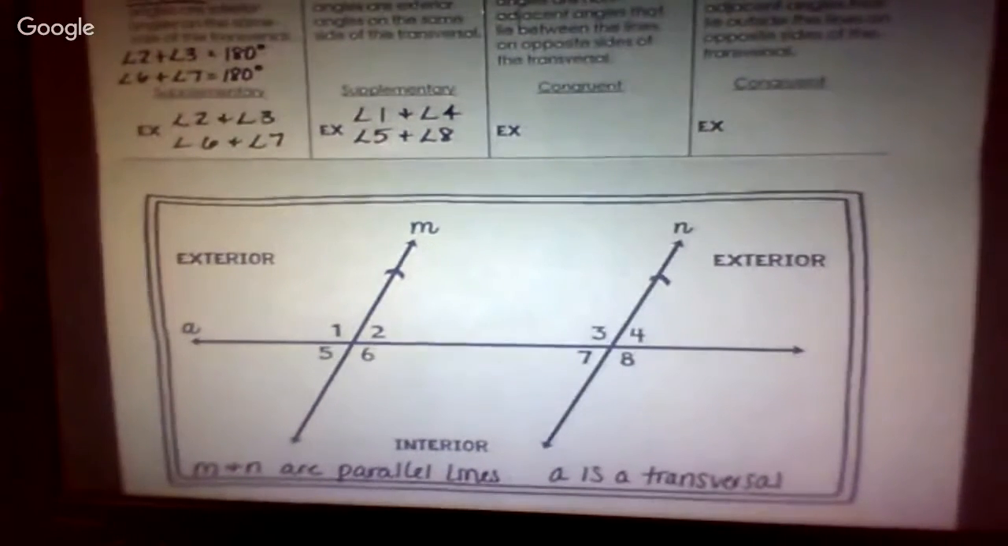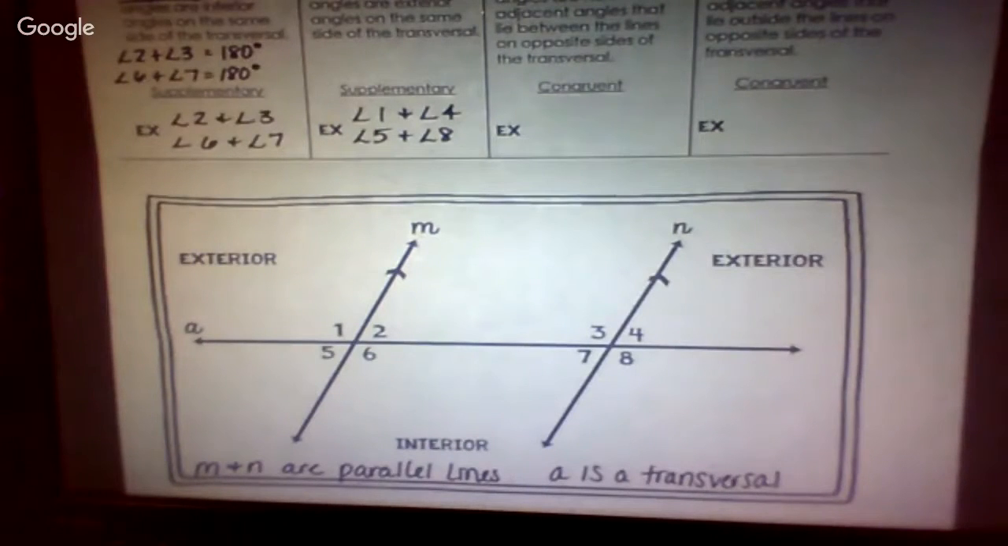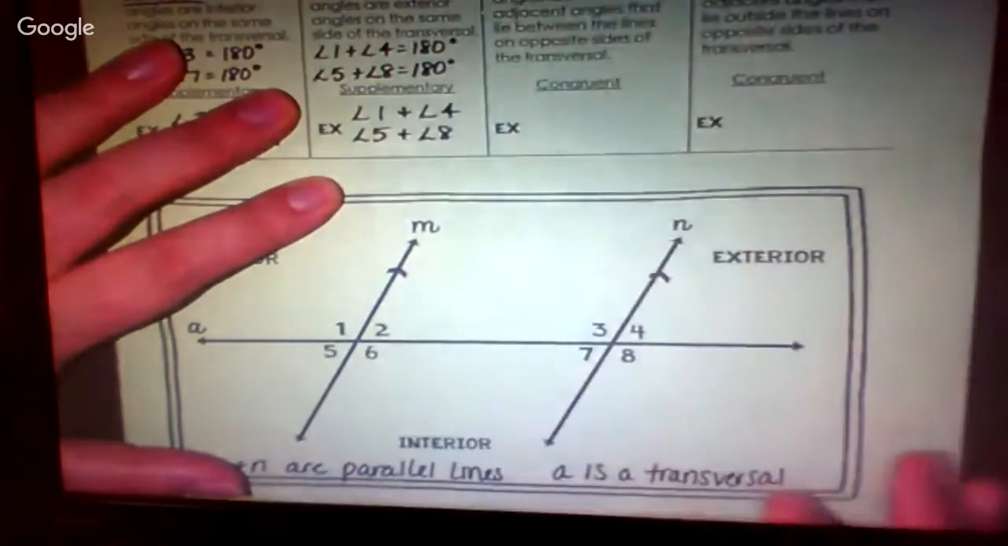These are also supplementary. Again, same side, S, S, supplementary. Okay, so I can add angle 1 and angle 4, and it should equal 180. I can add angle 5 plus angle 8, and that should also equal 180.